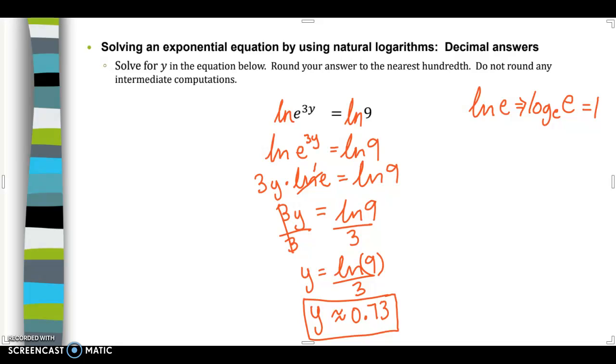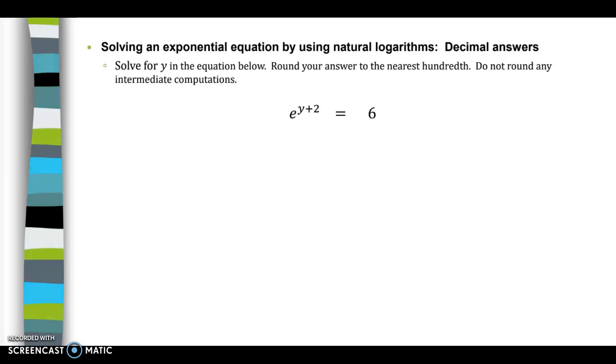So let's do one more. So here's another one. We have e to the y plus 2 equals 6. We have a base e, so again let's take the natural log of both sides. And the first step is to isolate this term with the exponent, but in each of these problems that's already been done for us, so we don't need to worry too much about it. Now, the natural log of e to the y plus 2, this entire y plus 2 is the exponent, so we can bring it down.